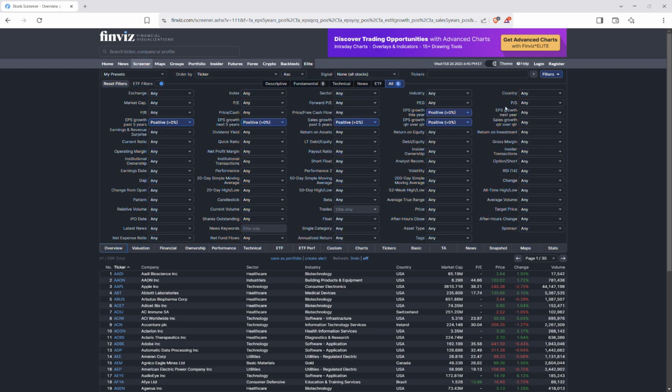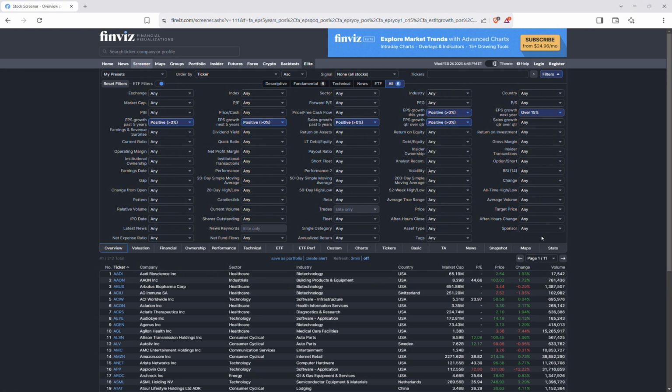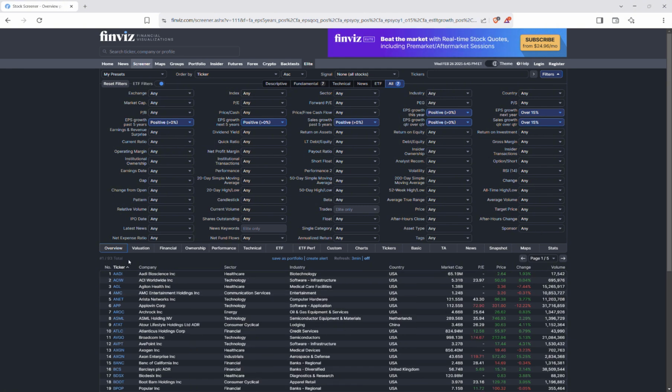And now, just to really make sure that they're performing well, we want these two right here, EPS growth next year and sales growth quarter over quarter, to be above 15%. So once we do that, that should narrow it down even more. We're already down to 93.